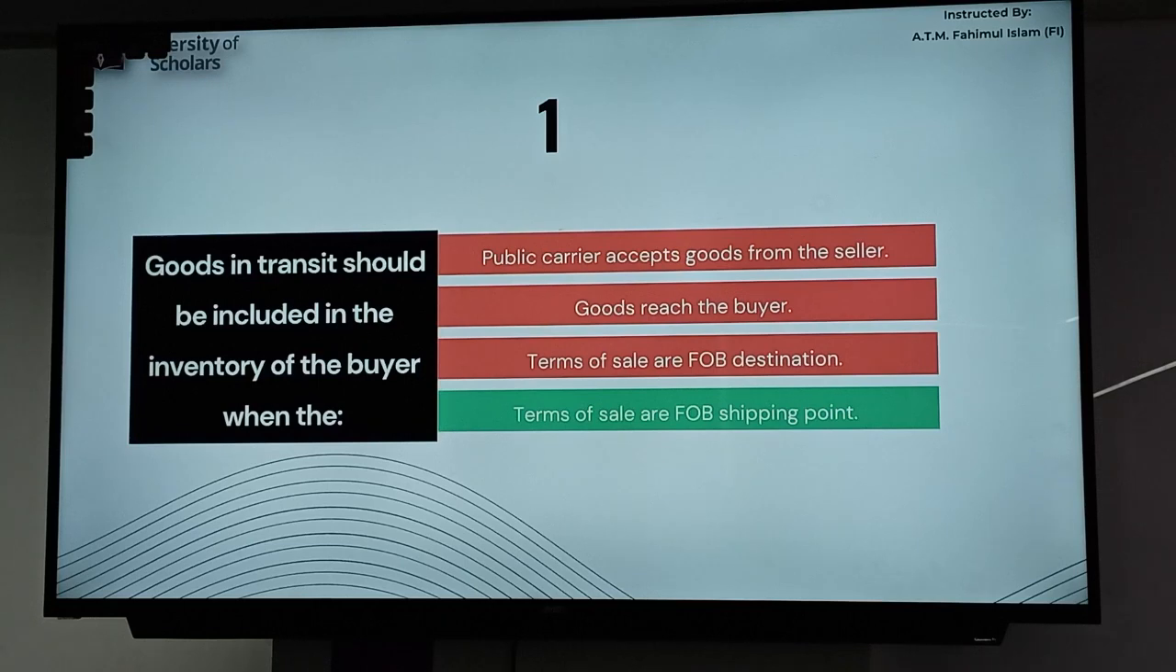Shipping point means the buyer pays the freight cost from the point of shipping.